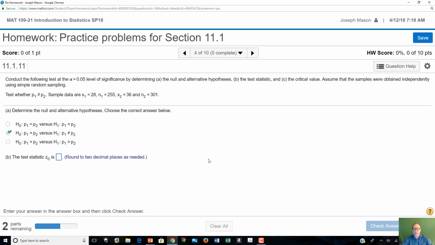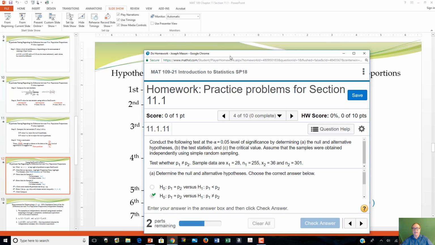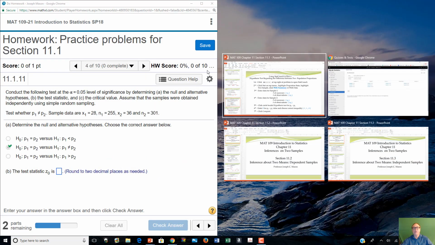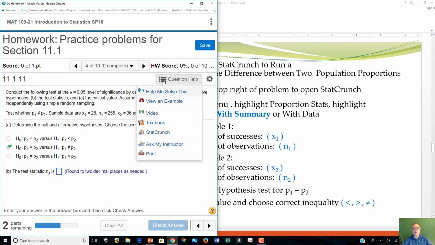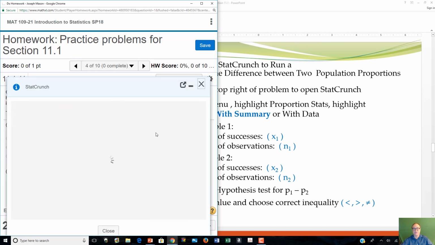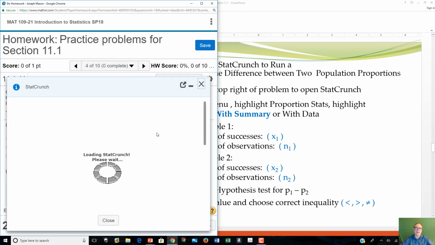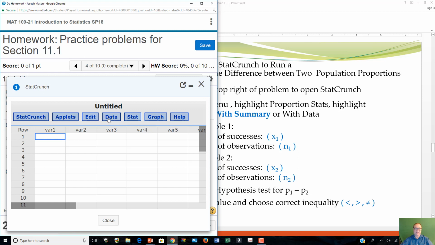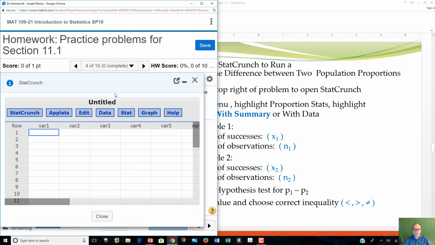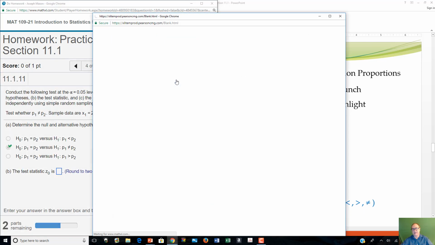So what we want to do is go into StatCrunch, excuse me, and run a test. Well, let me shrink this down and pin it to the left side of my board. One of the problems students have is when you open up StatCrunch in these problems, it opens in the problem itself, and then you have to move it around and you can't see. Well, up here, if you click this little button, this square with the arrow in, that'll take it outside of the screen.